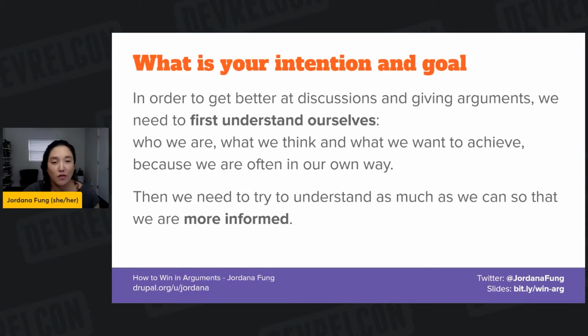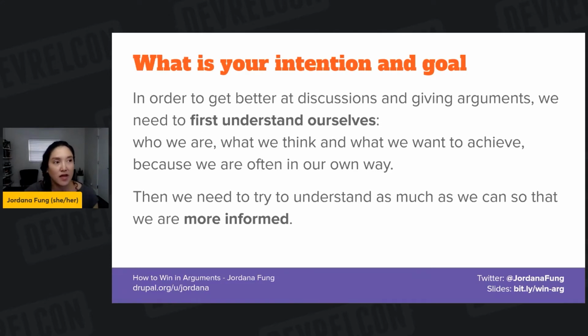So before you start a discussion, you need to think about your intentions and the goals of the discussion, because if you enter with the wrong motives, it might lead to bad decisions in the end. So are you trying to actually understand? Are you trying to get more informed? Are you trying to make better decisions? Or do you want to lecture somebody? Or do you want to discuss? Are you open to learning?